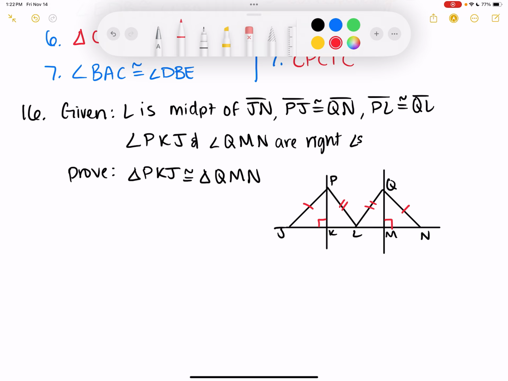Notice what I'm ultimately going to be trying to prove with this problem is that triangle PKJ is congruent to QMN. It's a little bit different, it's not like the whole big triangle. So we'll set that up. We'll start with this one on Monday, and then we'll finish up with number 18, and then you'll have problems to do, which if you work diligently, you should be able to get through on Monday in class.